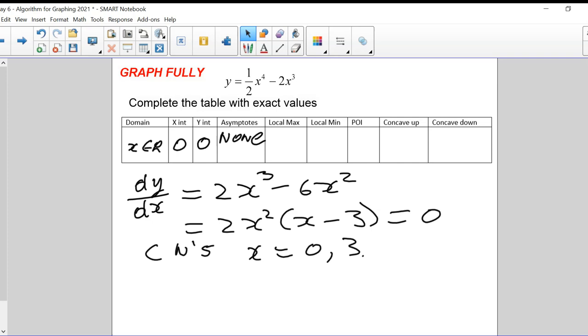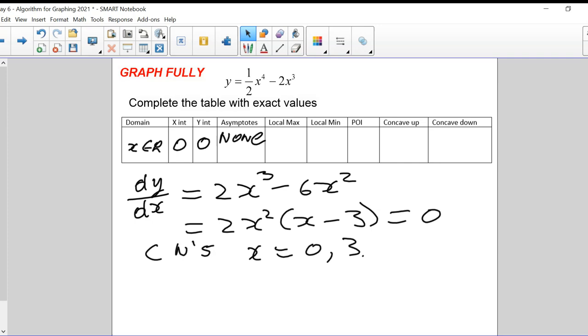But this asks for local max and local min. Presumably, I'm looking for coordinates. So we need to go from critical numbers to critical points. We also need to ask, well, which one is a max and which one is a min? Because we don't know yet, anyway, right? We don't know which is a max and which one is a min.